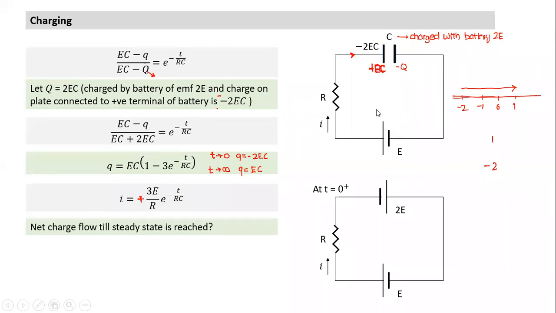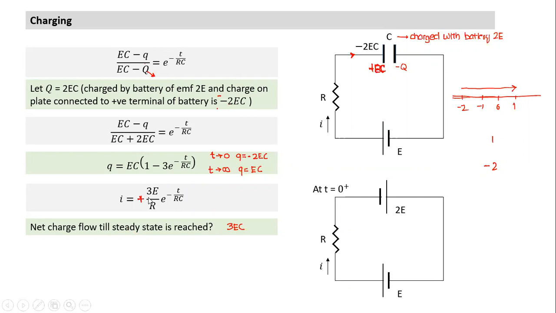Okay. So what is the charge flow? Charge flow will be equal to 3EC. Yes, sir. Yes, sometimes our mind goes blank. So I know that one. So this is what will happen during the entire process, the net charge flow till it reaches steady state.